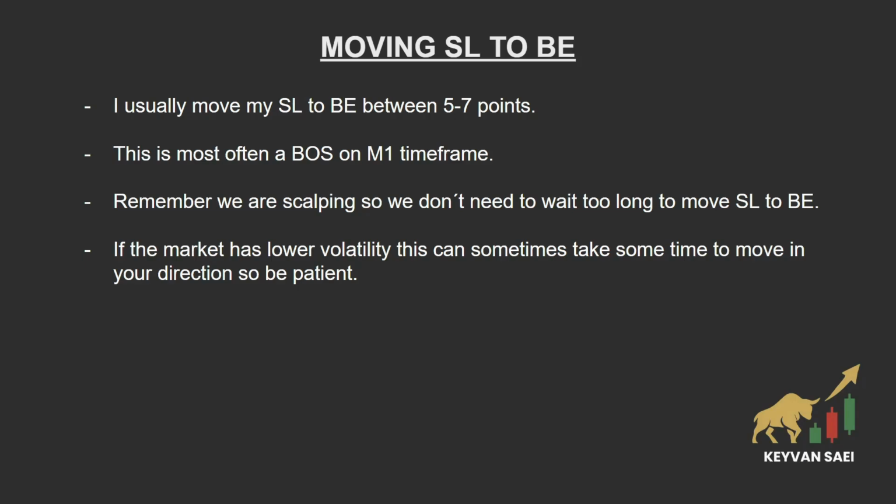So let's say you enter on the M5, you saw a double bottom, and you see price heading in your direction. You're 4, 5, 6 points in profit. If you look at the M1, you will most likely see a break of structure. And as soon as you see a good break of structure within that 5 to 7 point range, you can move your stop loss to break even. Now remember, we are scalping, so we don't need to wait too long to move the stop loss to break even.